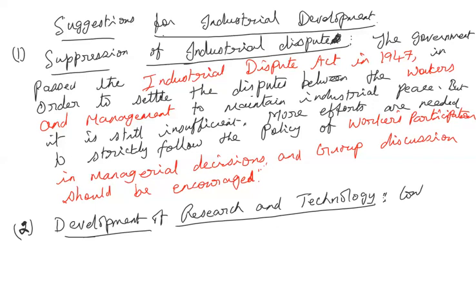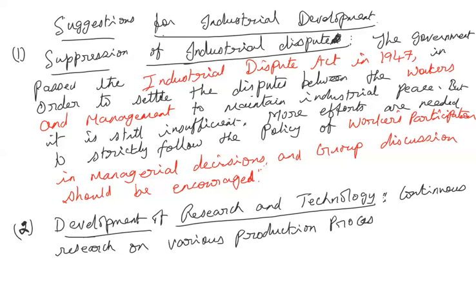So in order to reduce the cost of production, and of course to introduce new varieties of products and the latest technology, continuous research should be undertaken in the industrial departments. So continuous research on various production processes. If the industries are making that continuous research, the cost of production will keep decreasing.